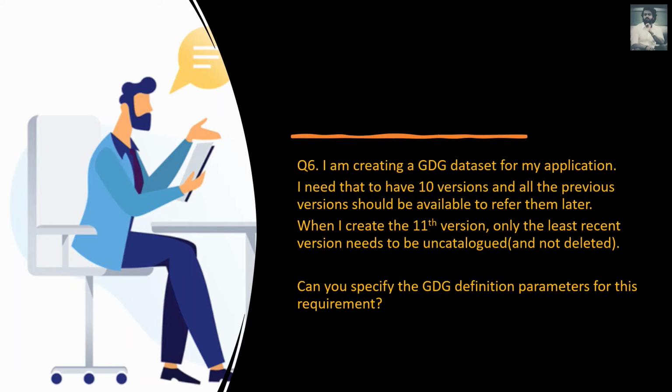Sixth question is, I am creating a GDG dataset for my application. I need that to have 10 versions and all the previous versions should be available to refer them later. When I create the 11th version, only the least recent version needs to be uncatalogued and not deleted. Can you specify the GDG definition parameters for this requirement?